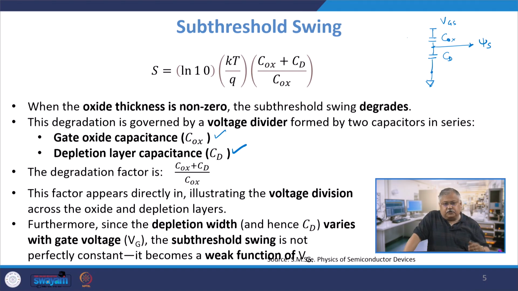Now, as I discussed with you, this factor appears directly while illustrating the voltage division across the oxide and the depletion layer. So, typically this gives me a mechanism by which it tells me that this much amount of charge will be there in the oxide layer, and this much amount of charge will be there in the depletion layer. Further, since the depletion width also varies with the gate voltage, the subthreshold swing is not perfectly constant, but has a weak dependency on the value of the gate to source voltage. If you change your gate to source voltage, my Cd will go on changing, the depletion capacitance will go on changing, because it is a function of the inversion layer capacitance and other things, and therefore, it is a weak function of the gate to source voltage.